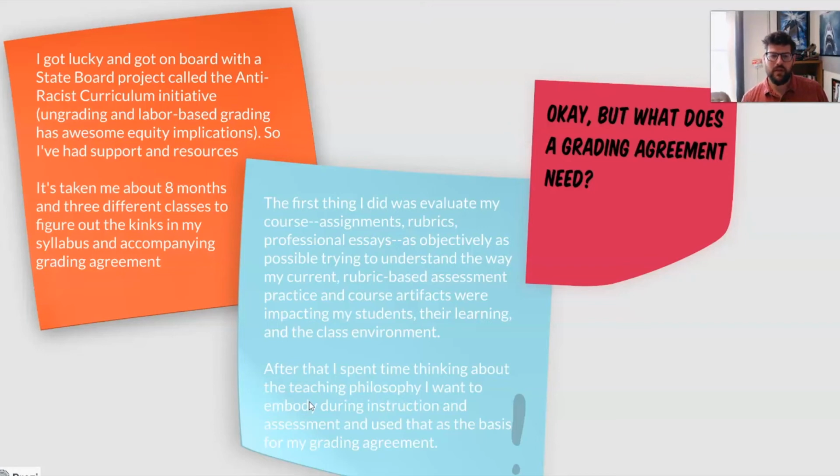But the first thing I'm doing is going over my assignments, my rubrics, professional essays, things I'm having students interact with as objectively as possible, and trying to understand the way that my current rubric-based assessment practice and course artifacts are impacting my students, their learning, the class ecology, environment, ecosystem, whatever you want to call it. And trying to figure out why I'm doing the things I'm doing. Where have I established those assessment standards? Why do I use that rubric? Why is that a marker of knowledge to me? How does that correlate to the course learning outcomes and objectives? So trying to figure out all that stuff.